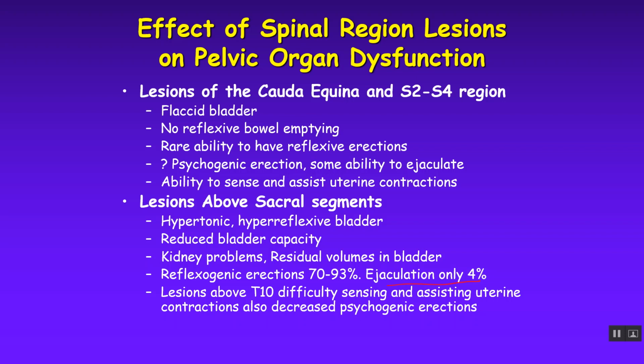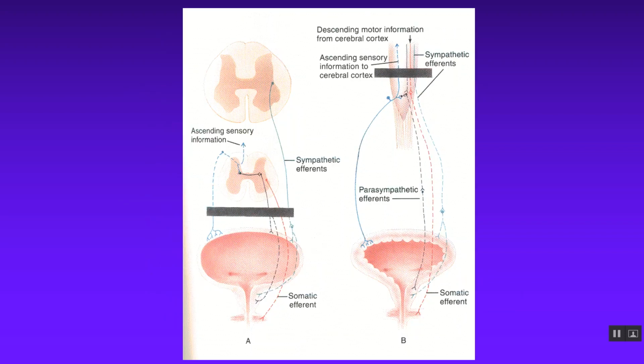If you're a woman and you have a lesion at T10 or above, now you start to lose the ability to sense uterine contractions and also assist with those uterine contractions. So it's probably going to need a C-section. You can still carry a baby, but you're probably going to need a C-section because you can't feel the contractions and you can't help with the contractions.